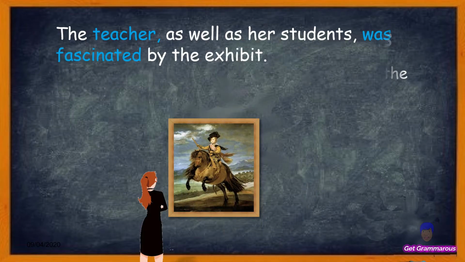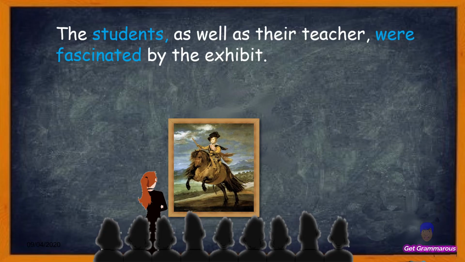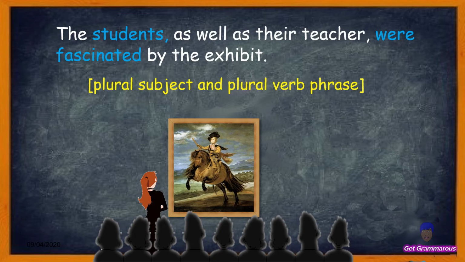For example, the teacher, as well as her students, was fascinated by the exhibit. Teacher is a singular subject. Therefore, it takes a singular verb phrase, was fascinated. However, if the sentence reads, the students, as well as their teacher, were fascinated by the exhibit, students is a plural subject. Therefore, it takes a plural verb phrase, were fascinated.